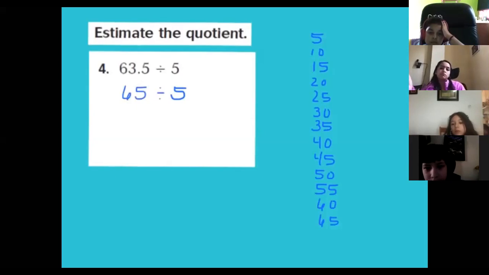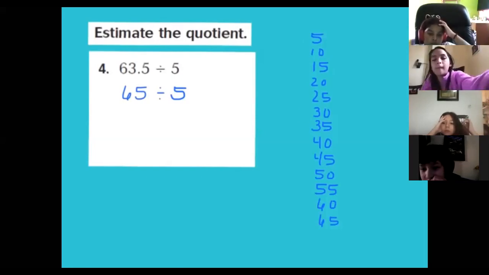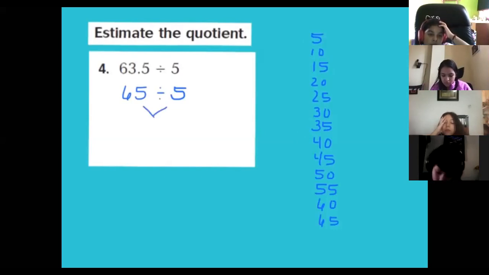Now, what I know is this. When I divide 65 by 5, my quotient should turn out to be the following. Let's make a count. 1, 2, 3, 4, 5, 6, 7, 8, 9, 10, 11, 12, 13. So I know that when I divide 65 by 5, my estimated quotient turns out to be about 13.